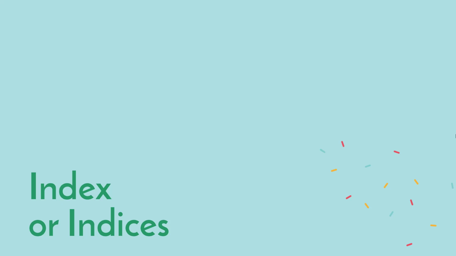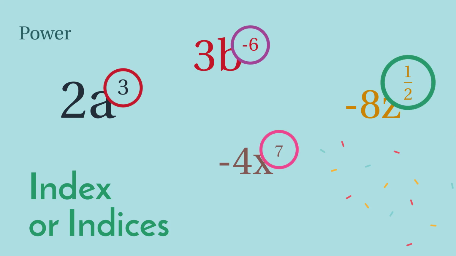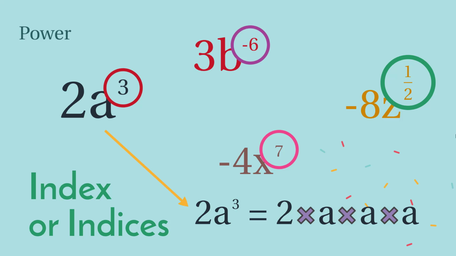Index or indices are basically power. As you can see here, all of these variables have power. These are what we call index or indices. As I have mentioned before, the default operation of algebra is multiplication. So basically what you see here is a multiplication. This 2a cubed means that 2 is being multiplied by a cubed. Or if we break them apart, 2a cubed means 2 times a times a times a.